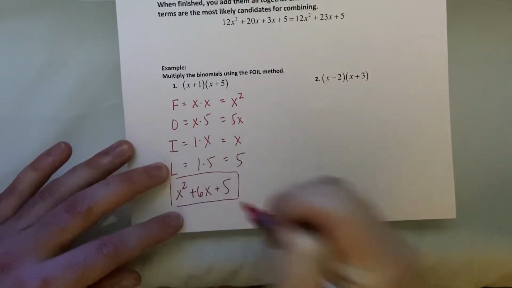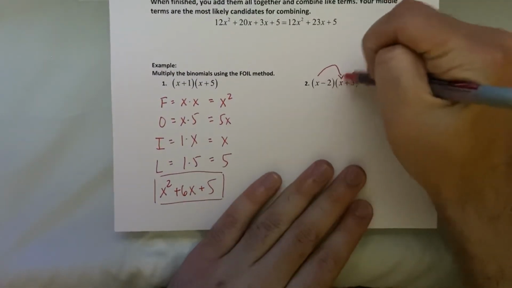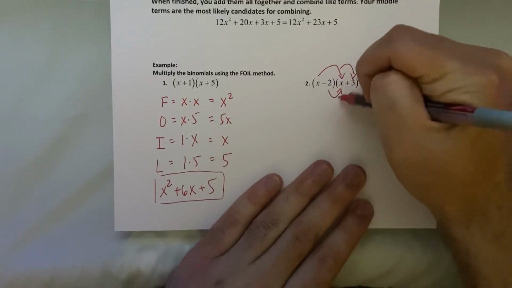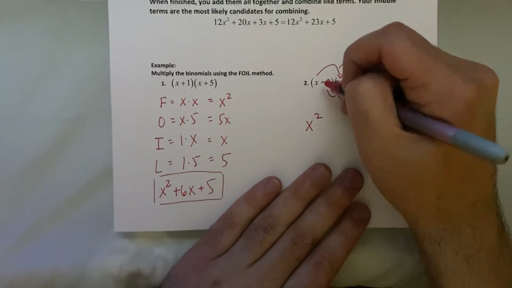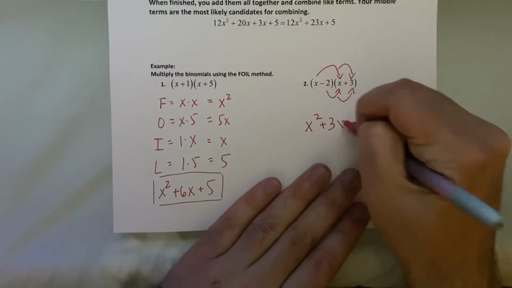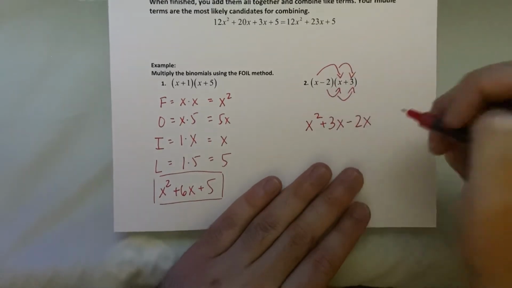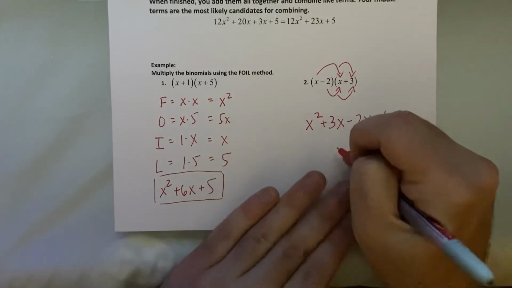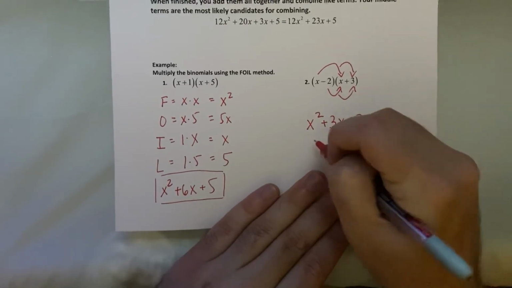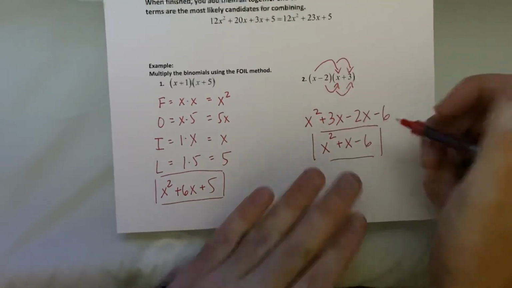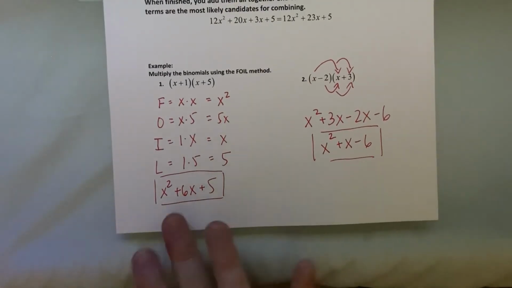Now again, you don't have to use this if you don't want to. Some of you might prefer the arrows or the box. Drawing the arrows does the same thing. X times x is x squared. X times 3 is plus 3x. Negative 2 times x is negative 2x. Negative 2 times 3 is negative 6. And when we combine our middle terms, this is x squared plus x minus 6. So whichever method you want, you may use. Let's move to the next page.